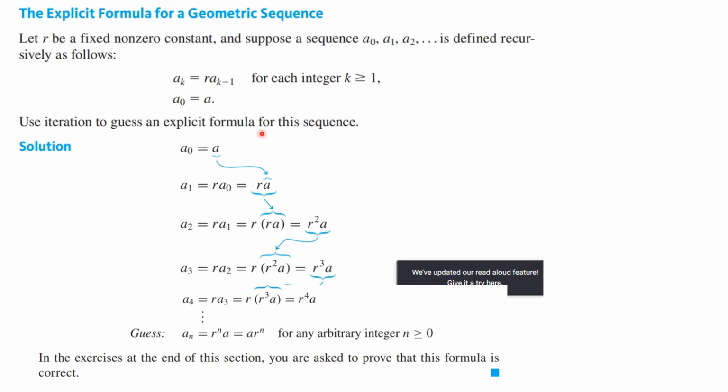So use iteration to guess an explicit formula. Well, we just start plugging in and see what happens. a0 is a, but then we plug a0 into the next piece to find a1. We get ra. Here we get r times ra, and then we get r times r squared a, and so on and so forth. From this pattern, you would quickly guess that a_n is equal to r to the n times a, or a times r to the n, for an arbitrary integer n greater than or equal to 0. And again, this could be proven by induction as well.